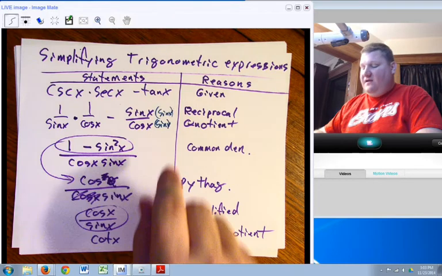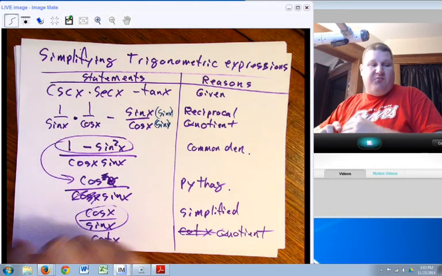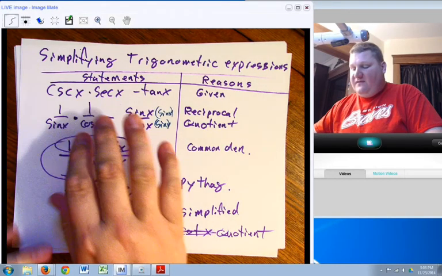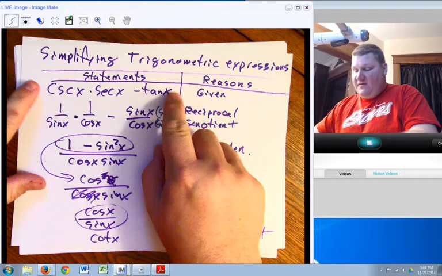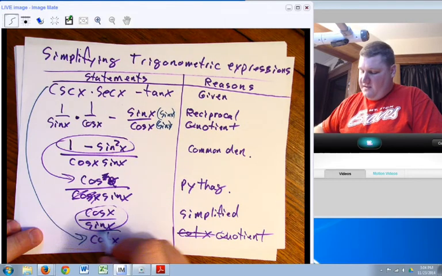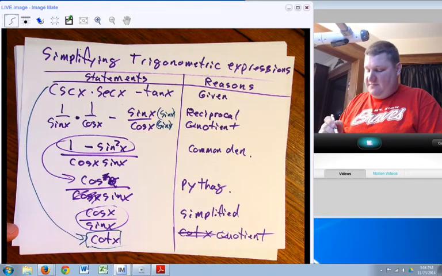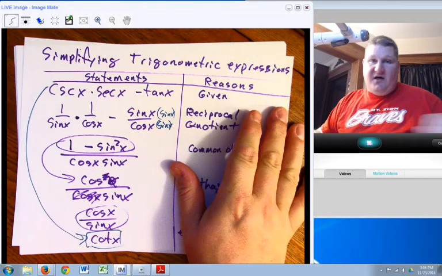Now, in this case, I used two at once. Normally, I suggest you only do one step, one property at a time. But in this case, it was fairly clear-cut which way to go. So, you went from this whole mess all the way down to your answer there. That's about as simple as I think I can get it. All right, we're going to take a look at another one.